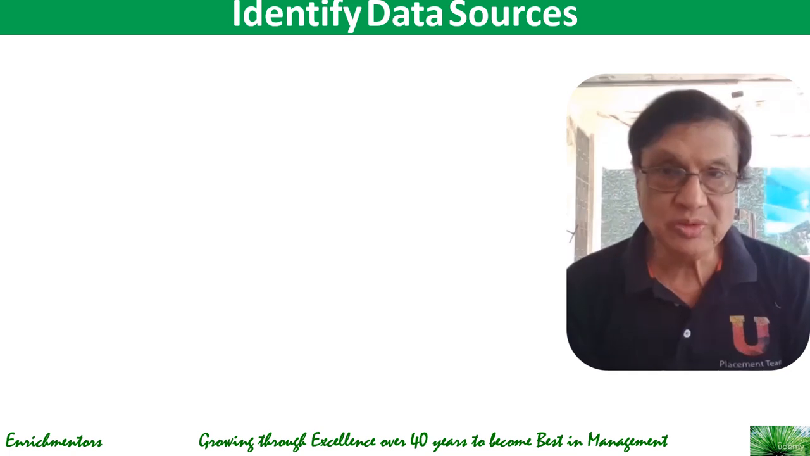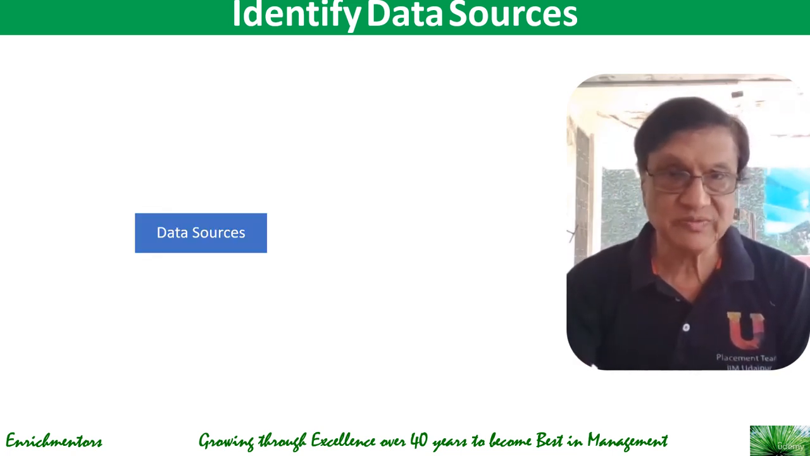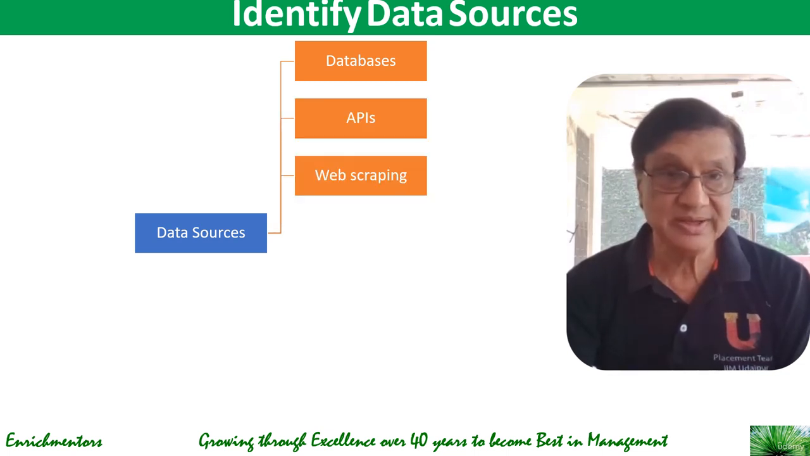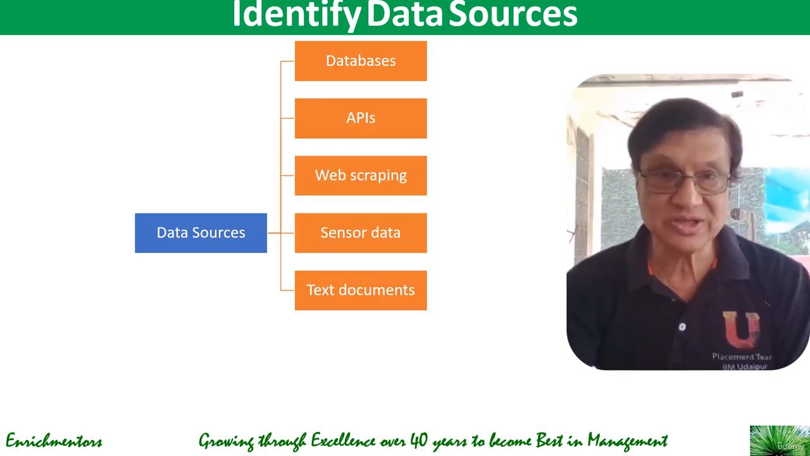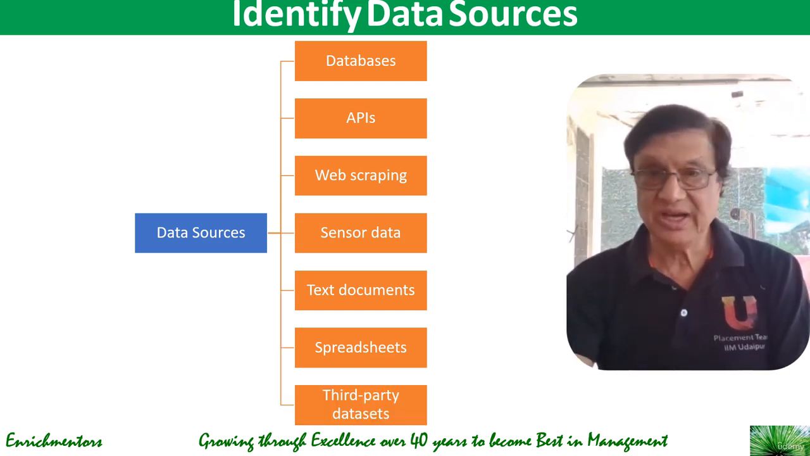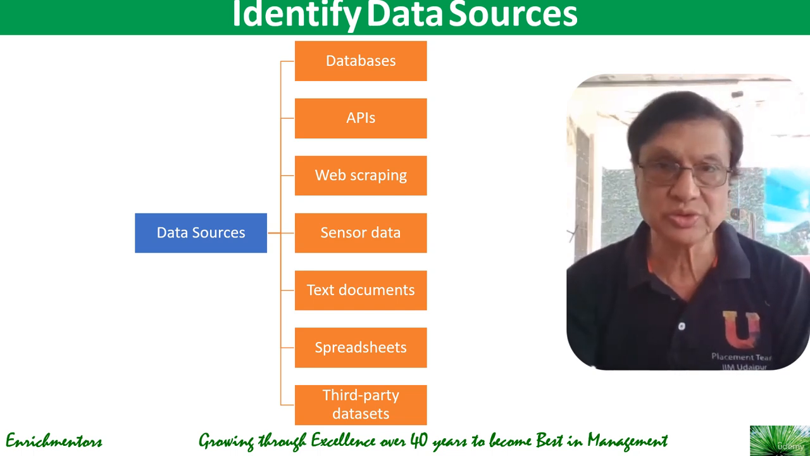So first you need to identify data sources. So you determine the data sources from which you can obtain relevant data for your analysis and modeling tasks. Now, these sources could include databases, APIs, web scraping, sensor data, text documents, spreadsheets, and third-party data sets. And anything else, as time evolves, as things evolve, there could be new sources of data as we keep going forward in future.